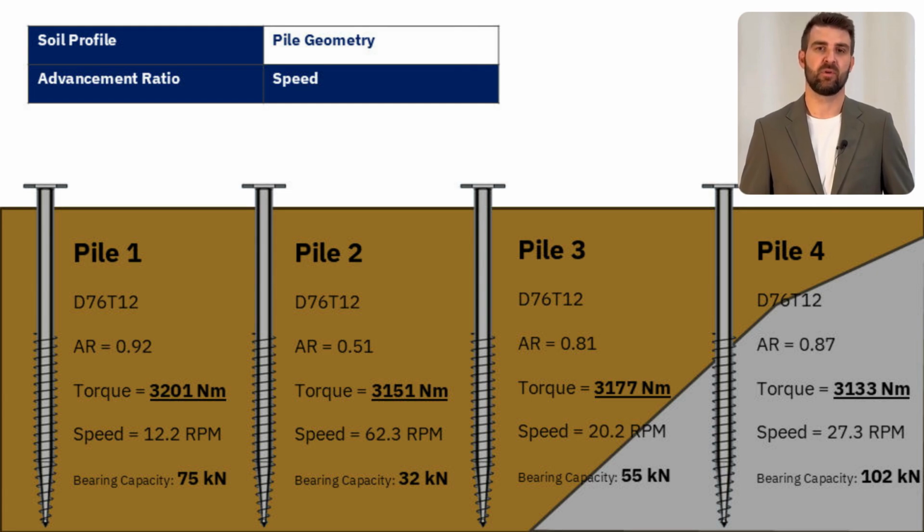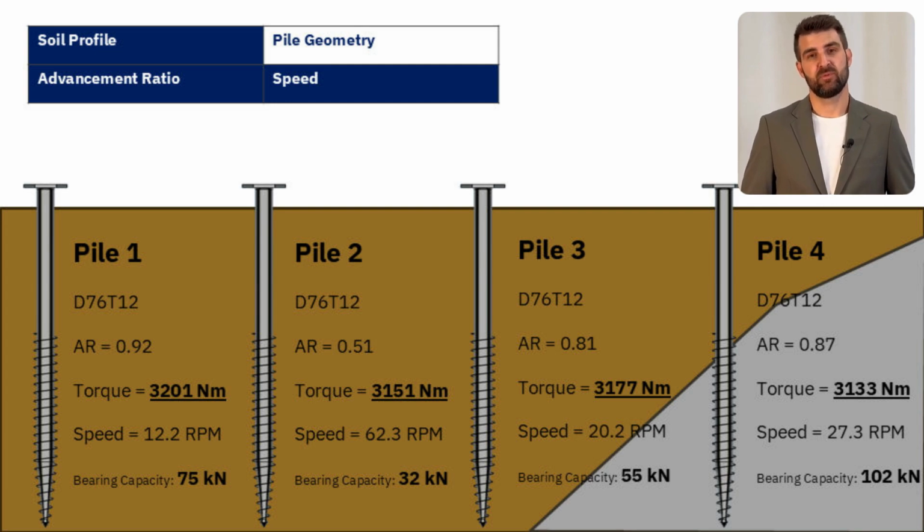Lastly, pile 4 had a much greater bearing capacity than pile 1, which was because it was installed in clay. However, you would normally see a reduction in torque during installation in clay. This pile was installed at 27 RPMs, whereas pile 1 was installed at only 12 RPMs. Therefore, the normally expected reduction in torque is again cancelled out by the faster rotation speed.